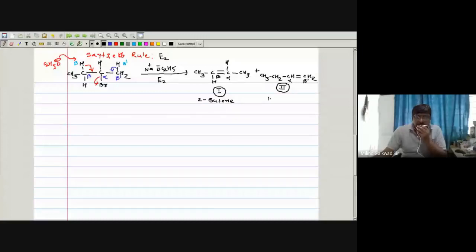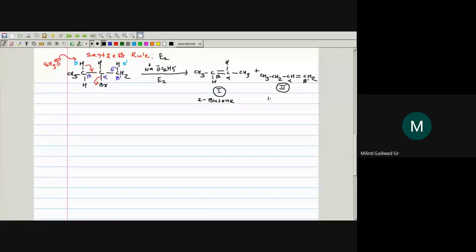So this elimination is governed by the Saytzeff rule. What the Saytzeff rule tells is that the elimination takes place in such a way that there is a formation of the highly substituted alkene as the major product, right? In this case, you have 2-butene and 1-butene.